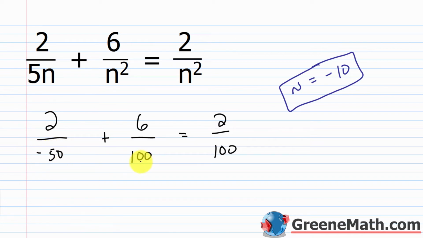Now, I need to get a common denominator going, so I'm going to do two things. I'm going to move this negative up into the numerator. Remember, that's perfectly legal. And then I'm going to multiply both numerator and denominator by 2. And so this is going to be negative 4 over 100. So negative 4 plus 6 is 2. So this side would be 2 over 100. And this side is 2 over 100. You could simplify each side to 1 over 50 if you wanted to. But you're just trying to see that the left and the right side are equal, which they are. So again, you can say that your solution here, n equals negative 10, is correct.